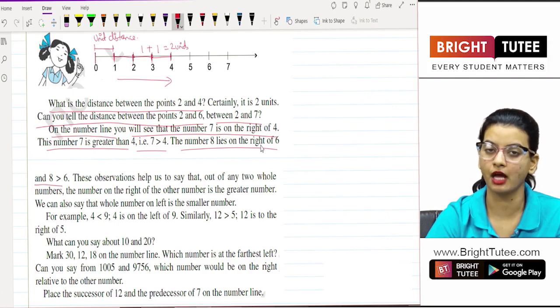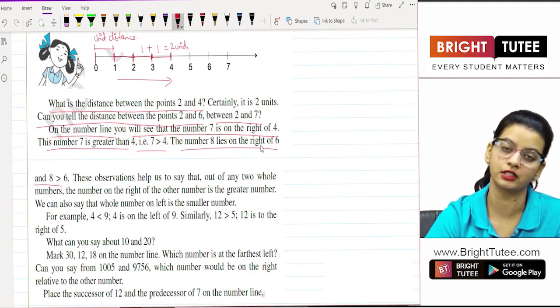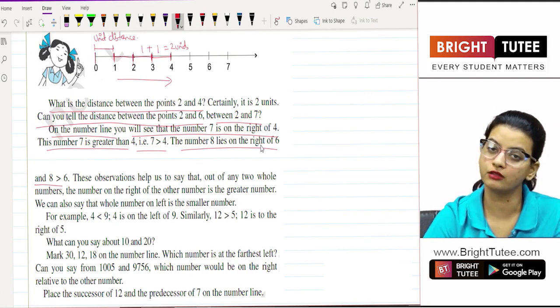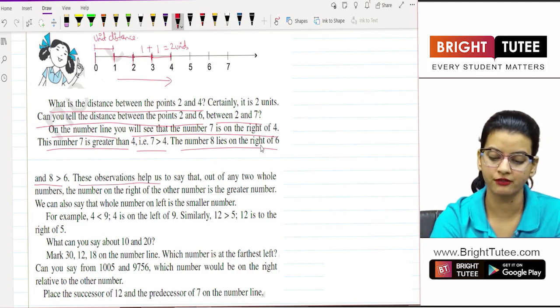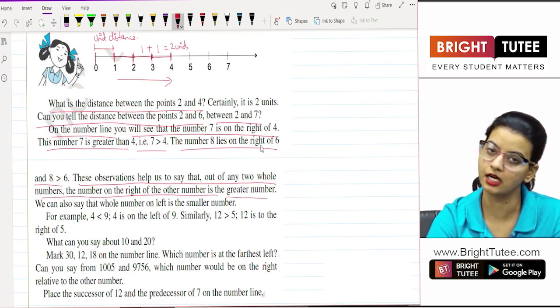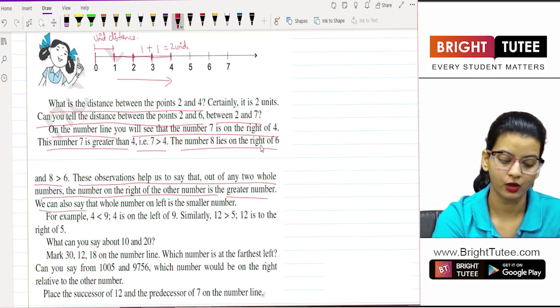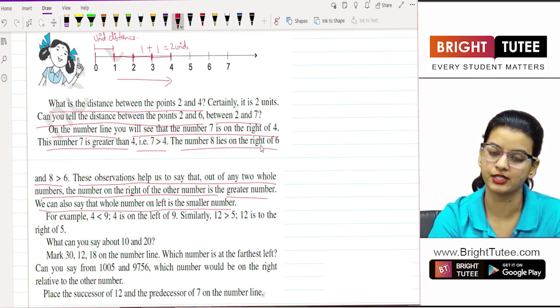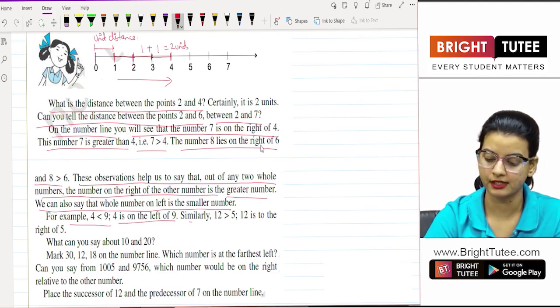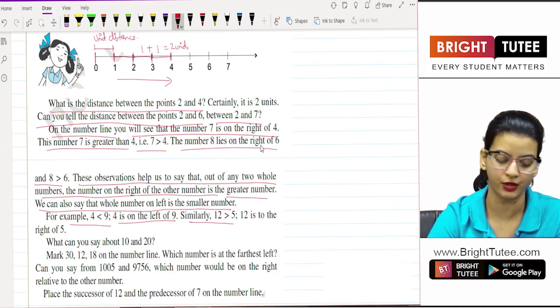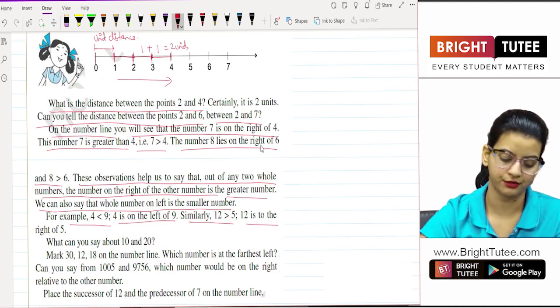So whichever number is lying to the right of another number, that number is always greater than the number on the left. These observations help us to say that out of any two whole numbers, the number on the right of the other number is the greater number. We can also say that the whole number on the left is the smaller number. For example, 4 is smaller than 9. 4 is on the left of 9. Similarly, 12 is greater than 5 because 12 is on the right of 5.